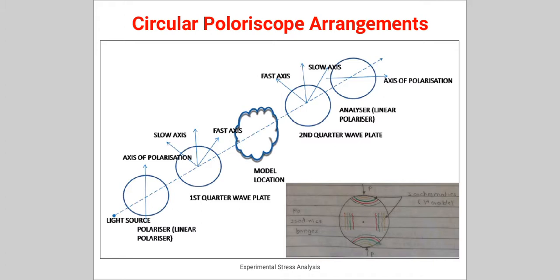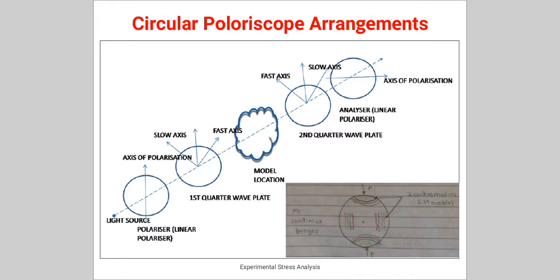The third function of quarter wave plate 1 and quarter wave plate 2 is to convert the plane polarized light into circular polarized light. In the plane polariscope arrangement, the light source is called plane polarized light because the arrangement is a plane polariscope arrangement. Now, in the circular polariscope arrangement, the light source is called circular polarized light because the arrangement is a circular polariscope arrangement. This conversion of the light is obtained by using quarter wave plate number 1 and number 2. So these are the three basic functions: to remove the isoclinic fringes, to obtain only the isochromatic fringes, and to convert the plane polarized light into circular polarized light. This is the basic construction of the circular polariscope arrangement.